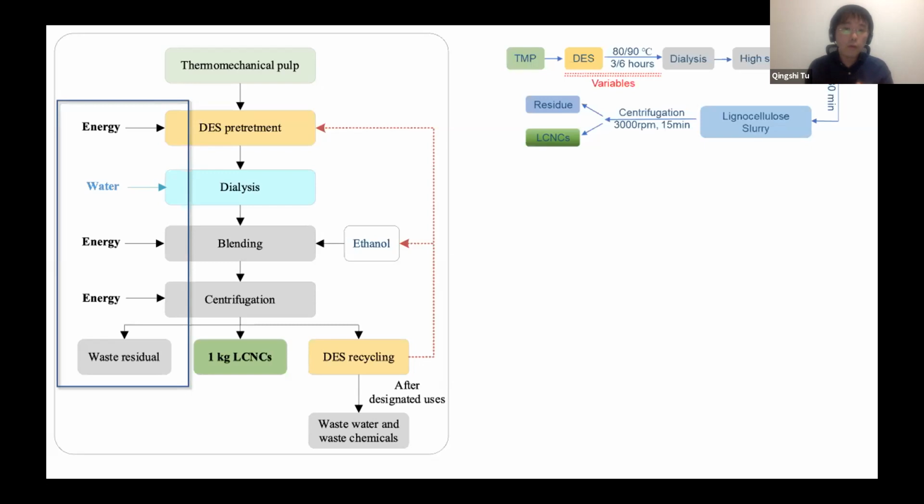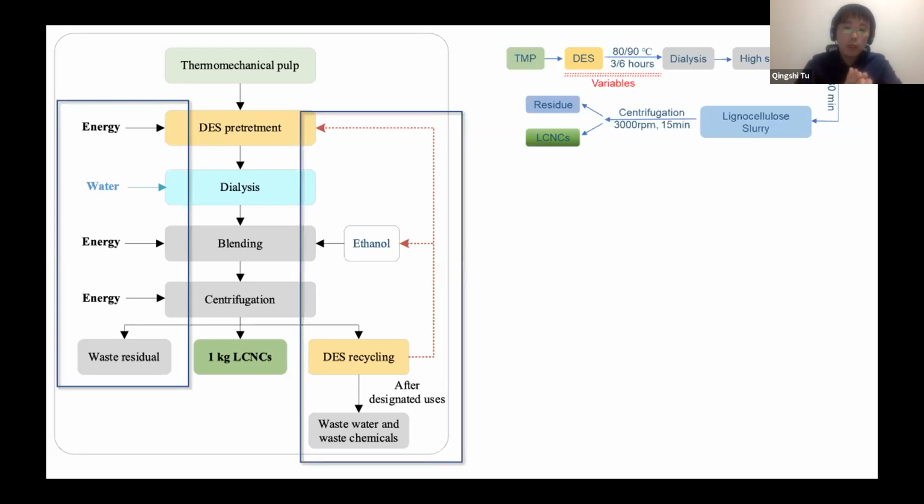And what's different from the experiment, if you look at the upper right corner, is that in the lab we don't really recover DES, right? But in the commercial scale, in the full operation, you do need to recover DES. So here we propose a hypothetical recovery routine where you use ethanol to precipitate the DES, and then in this case you have to evaporate the ethanol and recover the ethanol itself, right?